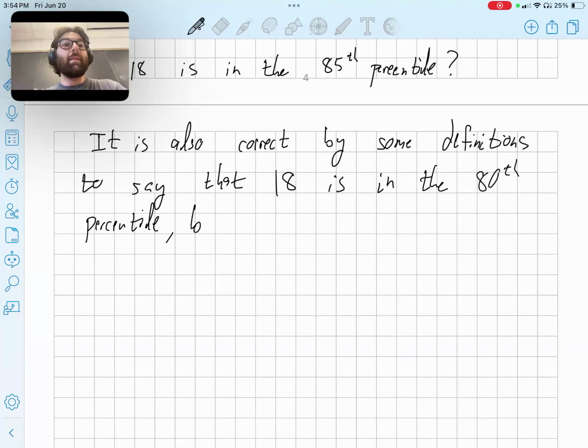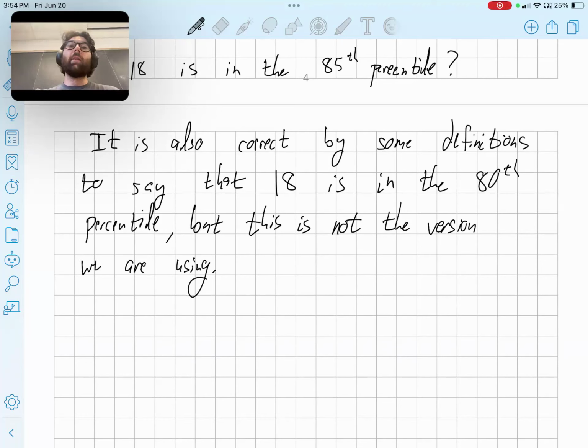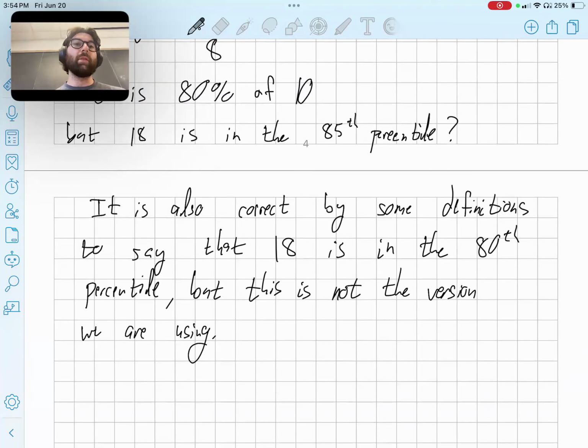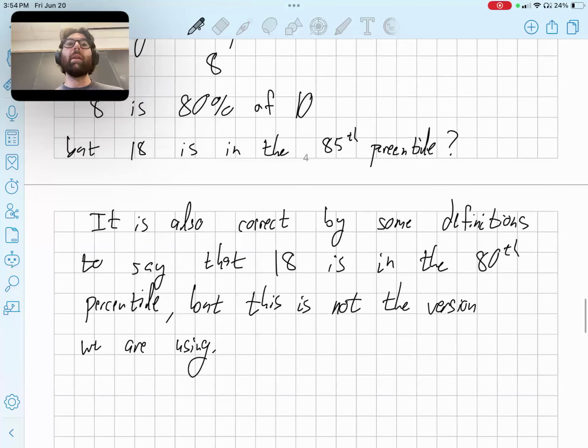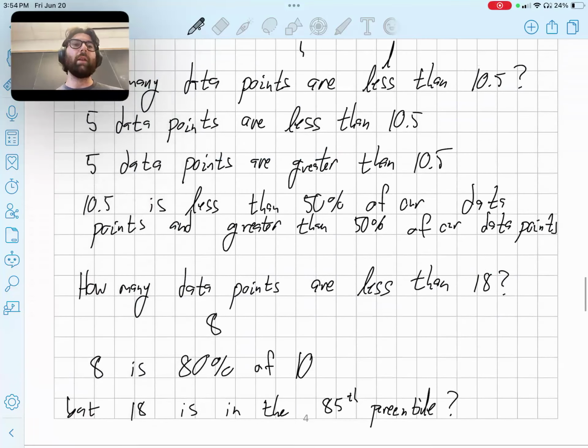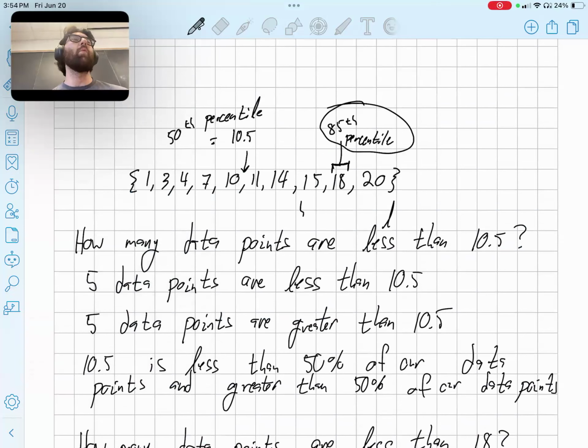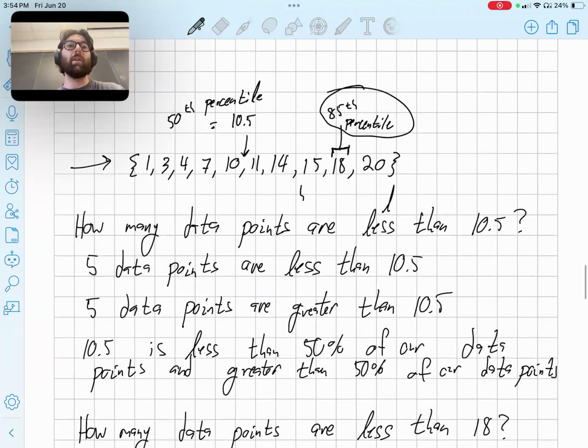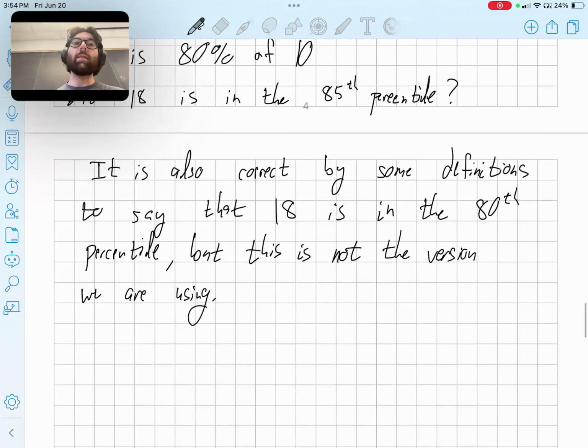Okay, but this is not the version we are using. And I'll say a little bit more about the other version of percentile in a different video, but there is some subtlety here and it can get a little confusing. But as long as we're saying what is the data point in this percentile, if you follow this method, you'll always be good. Okay, we'll look at some more examples in a future video, but that's all for this video.